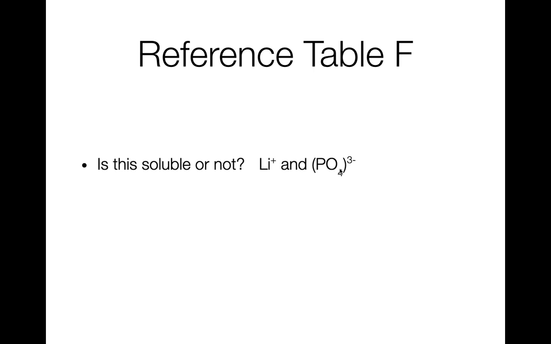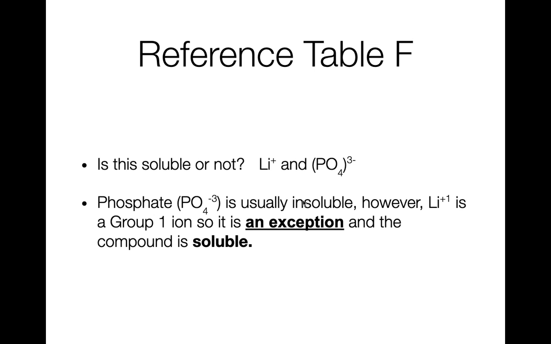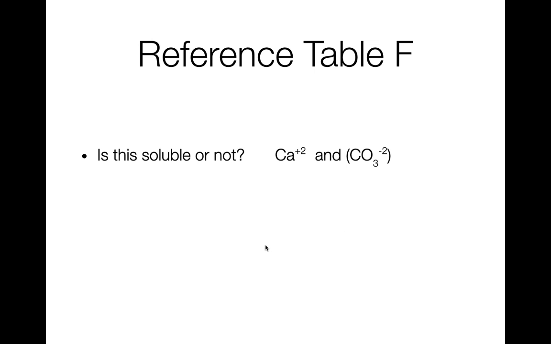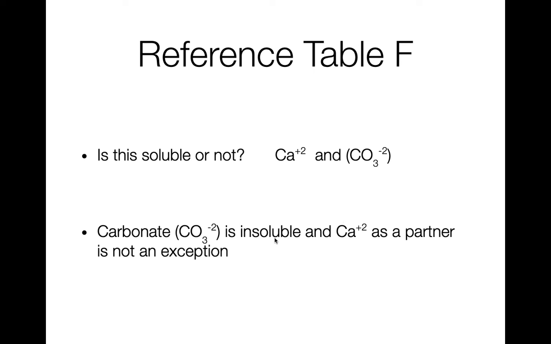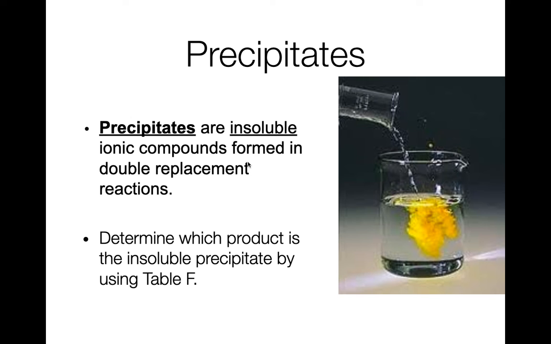Okay, let's go over. PO4 is usually insoluble. However, Li is a group 1 ion, which is an exception, flipping it to make it soluble. Try another one. Again, start with the anion. Carbonate is insoluble. Ca as a partner is not an exception, so this would be insoluble. Things that are insoluble are precipitates, and they form these cloudy solids.